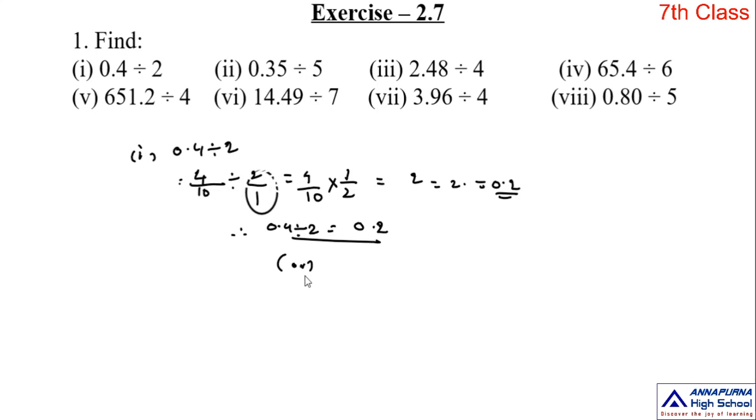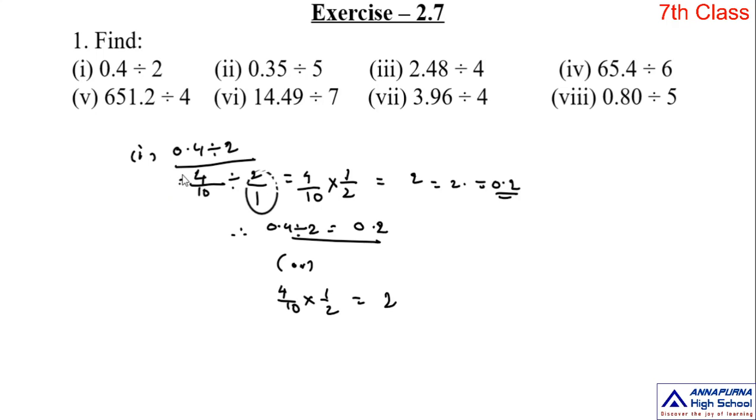Or we can do the same thing this way. What is this? 4 by 10 into 1 by 2, which is equal to, when you divide these two numbers, we get 2, isn't it? The coefficient is 2. If you consider the given problem, 0.4 divided by 2, how many digits are there to the right of this decimal point? Only 1, isn't it? So there is 1 digit to the right of the decimal point.